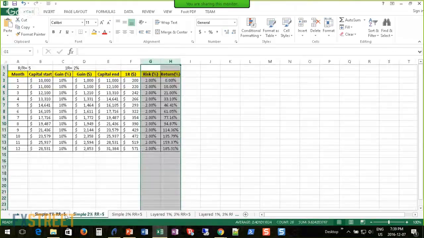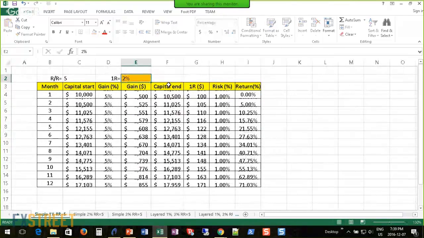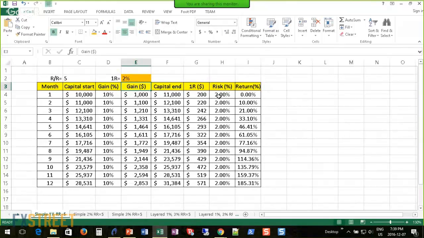Now, if we risk 2%, obviously the risk is higher. The risk compounds more quickly, and the gains compound more quickly too, and you end up with a 185% return here. You go from 10,000 to 31, 384,000. Now, again, we are keeping constants here. We're saying you generate 5 times the risk on average.